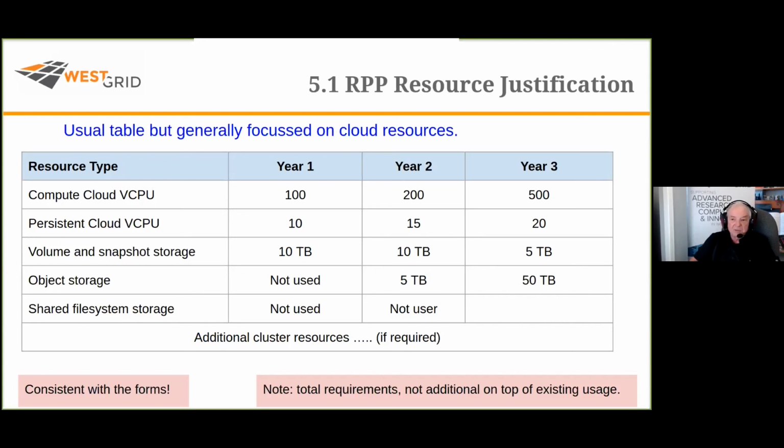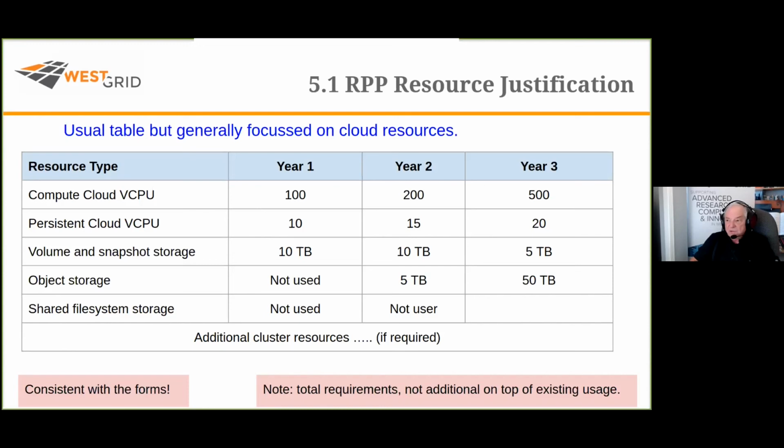So fundamentally the persistent cloud is for the vCPUs that run the web portal, and the compute cloud is for any compute resources you need underneath it. You may hive off jobs or tasks to the compute end of things. And of course, you need storage. The volume and snapshot storage, that's what we're used to. That's the block storage, the drives that you attach to the virtual machines.